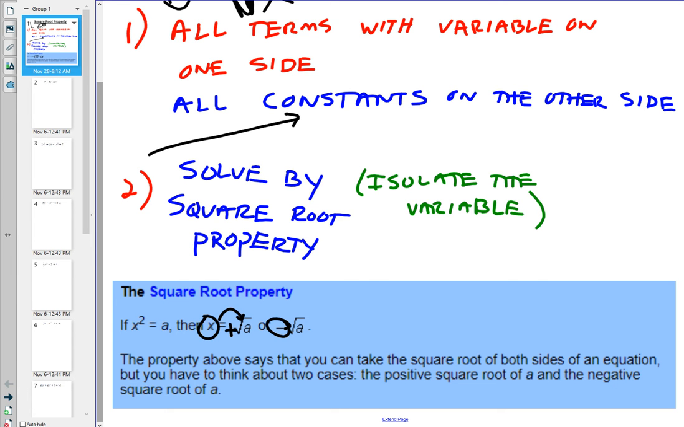Basically, this is not the best way to show it. This is somewhere I found online, but really the way that you see it in most places is if x squared is equal to a, and you take a square root on both sides, that means x is equal to plus or minus.